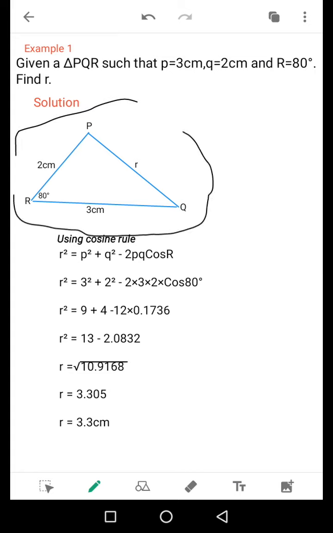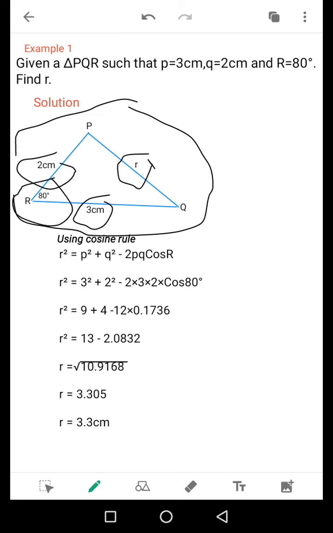Now this is the sketch of the triangle PQR. Let us now input the information given to us. We have distance P to be 3 centimeters, which we have here. We have distance Q to be 2 centimeters, we have it here. And we don't have distance R, that is why we still have it as distance R. Since we are looking for R, don't forget I said you can make use of cosine rule anytime you are given two sides and the angle of the unknown side. As you can see, the angle of this unknown side R is 80 degrees.